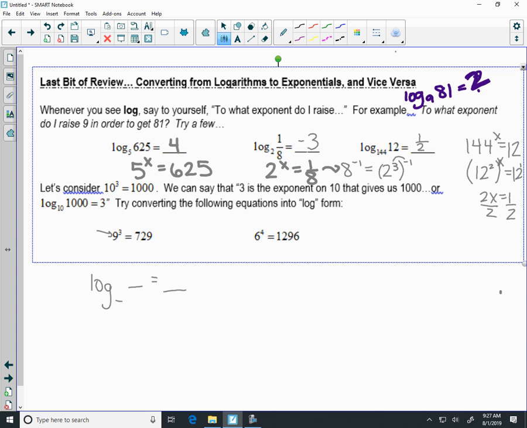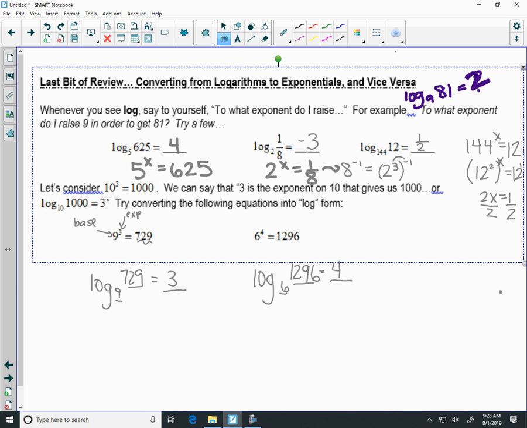Again, I like making myself a fill in the blank whenever I can. So 9 is my base. 3 is my exponent. And 729 is what we're equal to. Make yourself a fill in the blank. All right. My base is 6. My exponent is 4. And I'm working with 1,296.